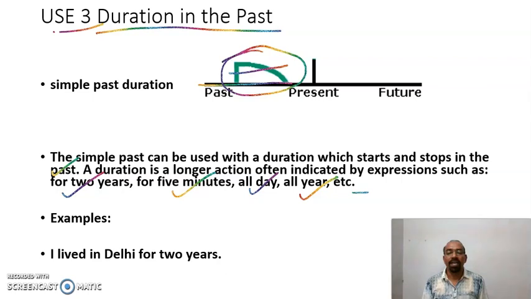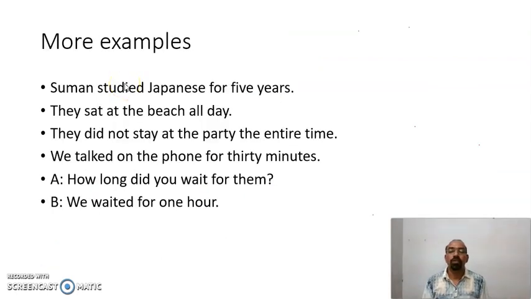Example, I lived in Delhi for 2 years. So this is a duration of 2 years, and we set the sentence in past simple. Some more examples. Suman studied Japanese for 5 years. This is also a period of time, but we simply say this sentence in past simple.